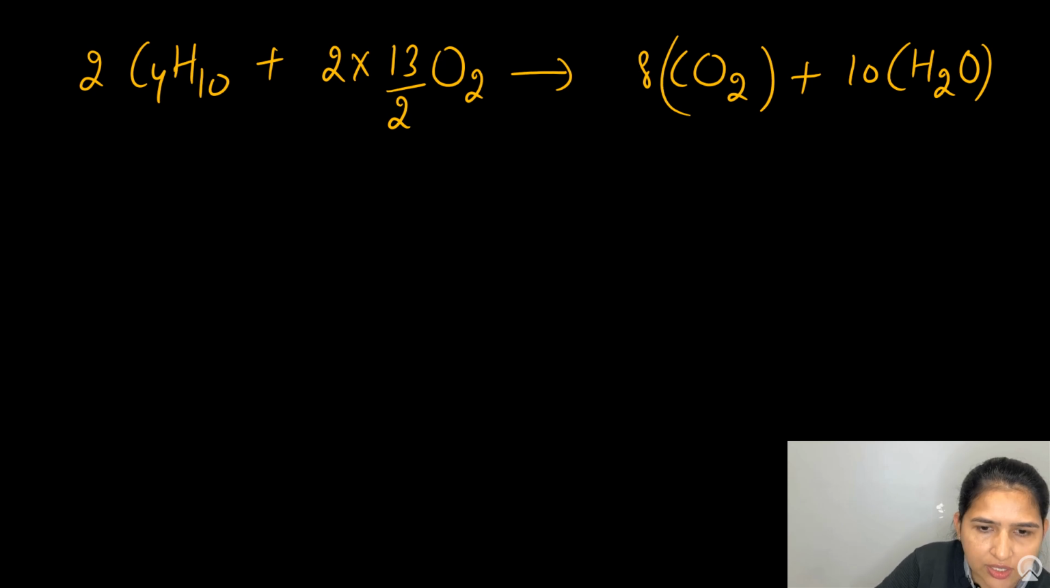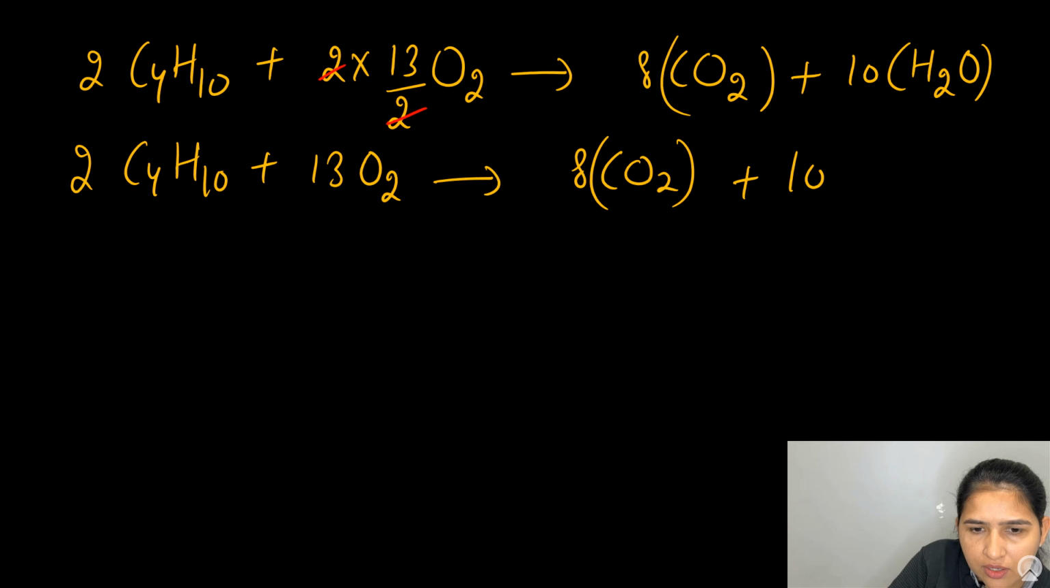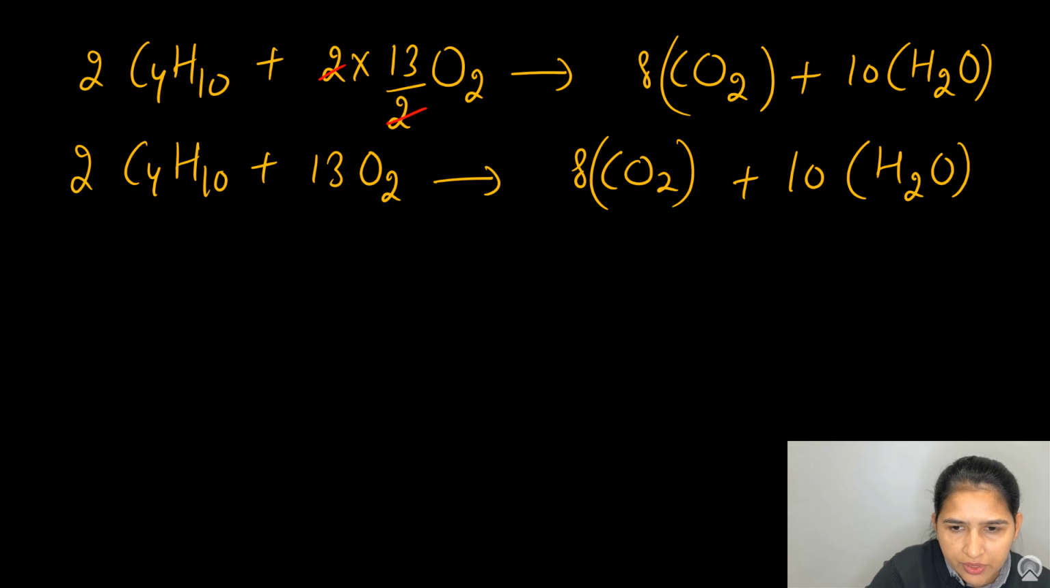Now you can see this 2 will get cancelled out and we are left with 2C4H10 and 13 O2, which gives you 8 CO2 and 10 H2O. Now let's go to the next.